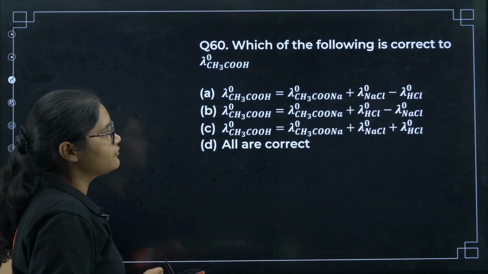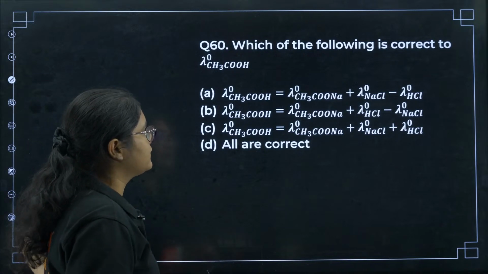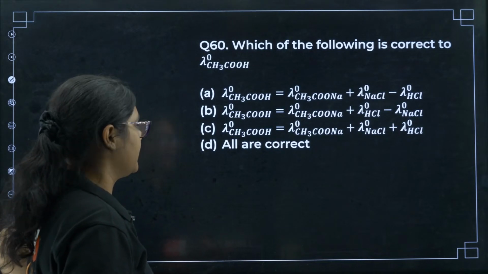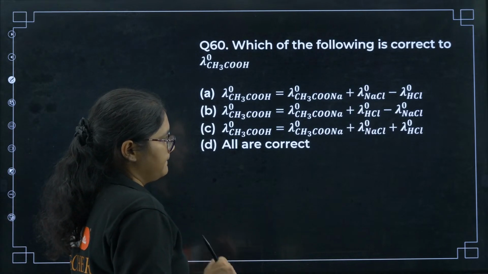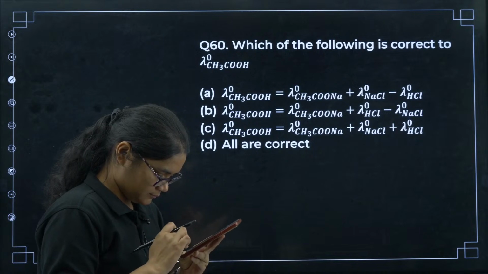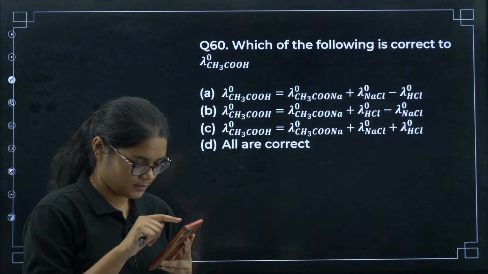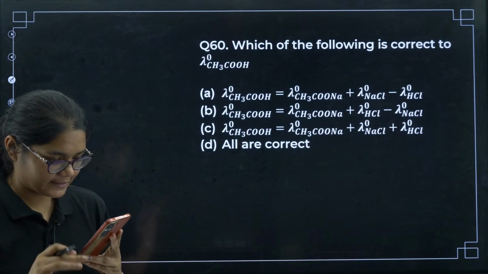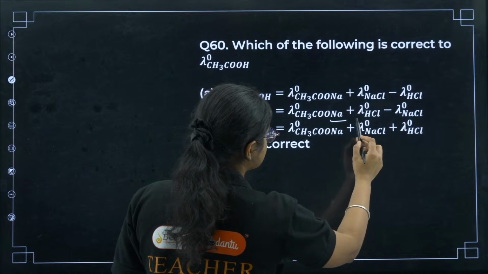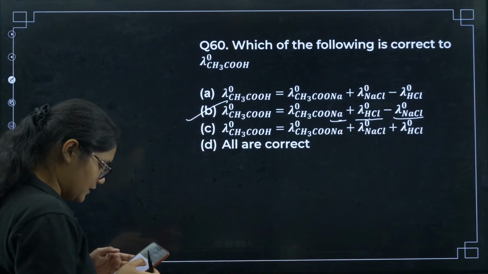Next, question number 60. Which of the following statements is correct for lambda naught of CH3COOH? How can we get the molar conductivity for CH3COOH? Which one will be the correct one? Okay, so the answer will be CH3COONa plus HCl, here NaCl will be produced and you have to subtract NaCl. So option B is the correct answer here.